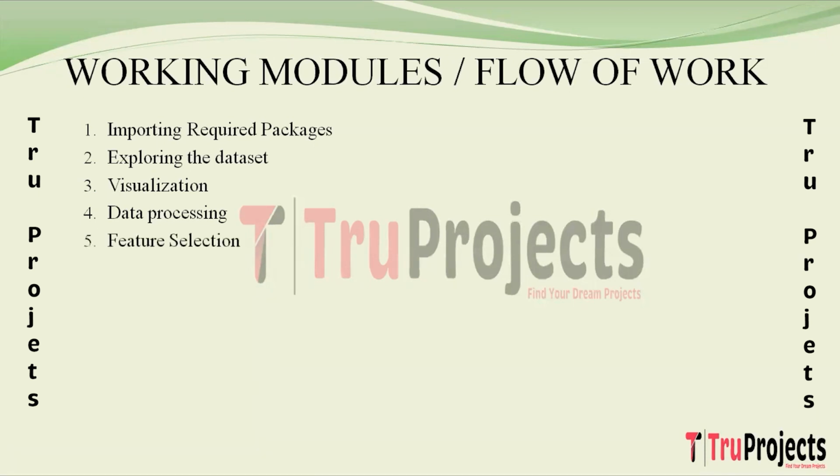The next step is feature selection. In this step, relevant features are selected based on their significance for subsequent analysis. This step is crucial for optimizing model performance and reducing dimensionality. The next step is train and test split. In this step, the dataset is split into training and testing sets to facilitate model training and evaluation. This ensures that the models are tested on independent data to assess their generalization performance.